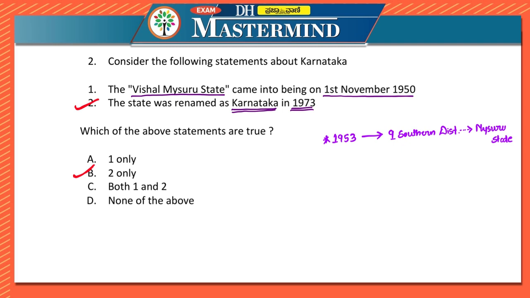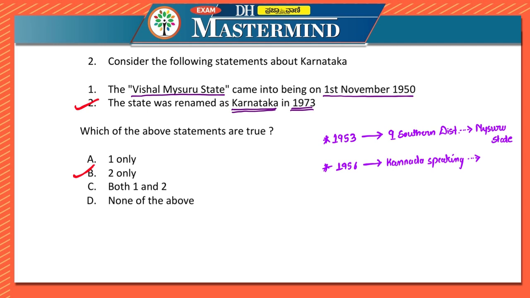Later on, due to linguistic reorganization, the organization of states depending upon the languages, Kannada speaking people were brought together in order to form one particular state. That happened in 1956. Kannada speaking people from different provinces, that is from Bombay, Hyderabad, Madras and Kodagu provinces. Whoever are speaking Kannada, depending upon that, the state was formed.